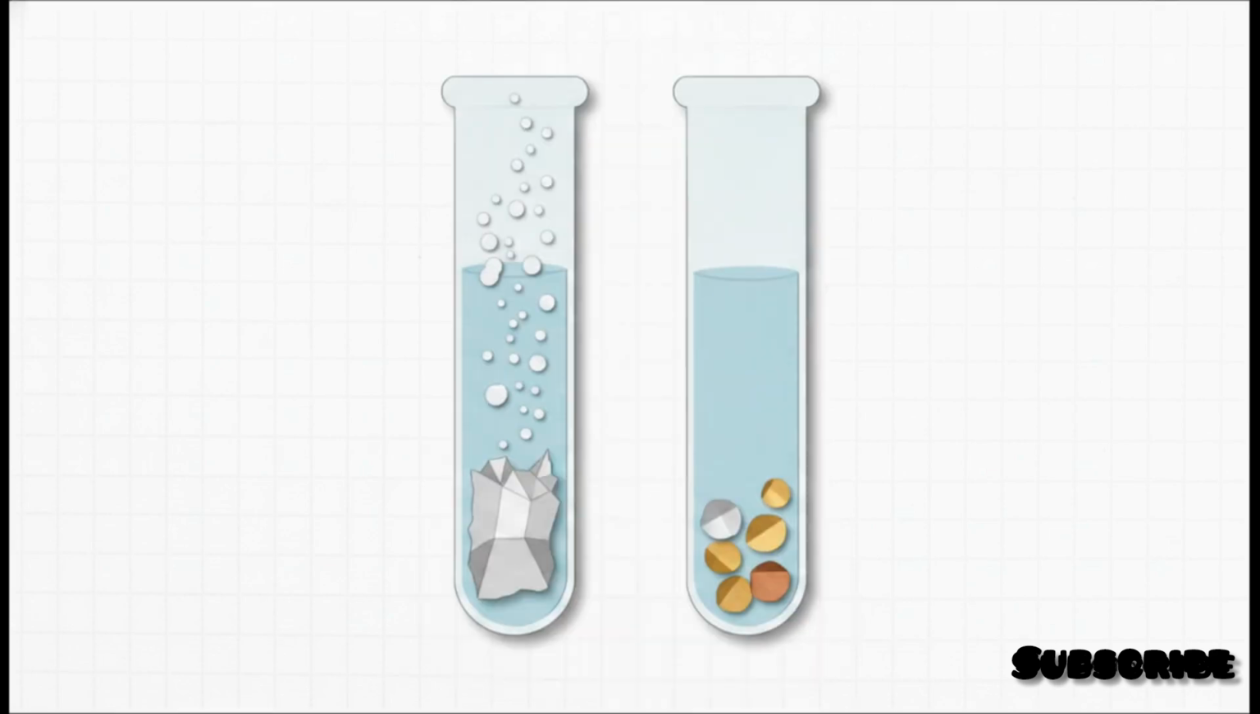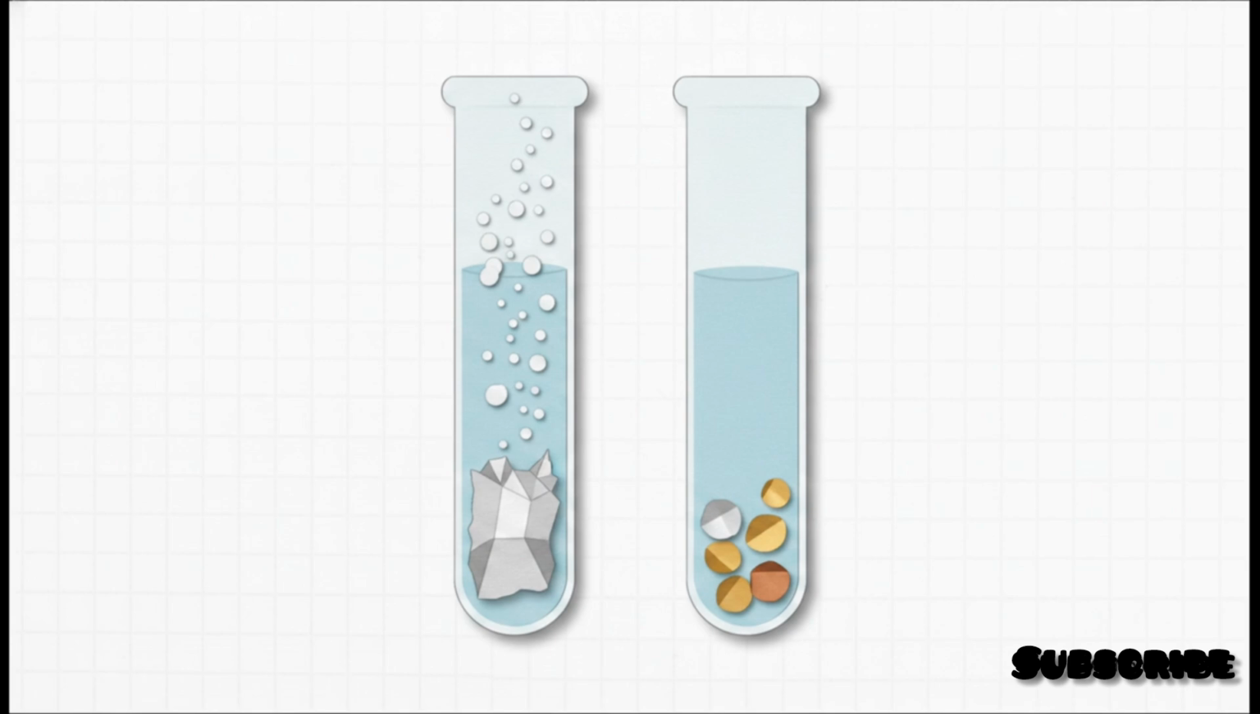For instance, if you drop a piece of zinc into hydrochloric acid, you are immediately going to see bubbles appearing. Zinc plus hydrochloric acid gives us zinc chloride and hydrogen gas. That bubbling you're seeing? That's the displaced hydrogen gas making its escape.